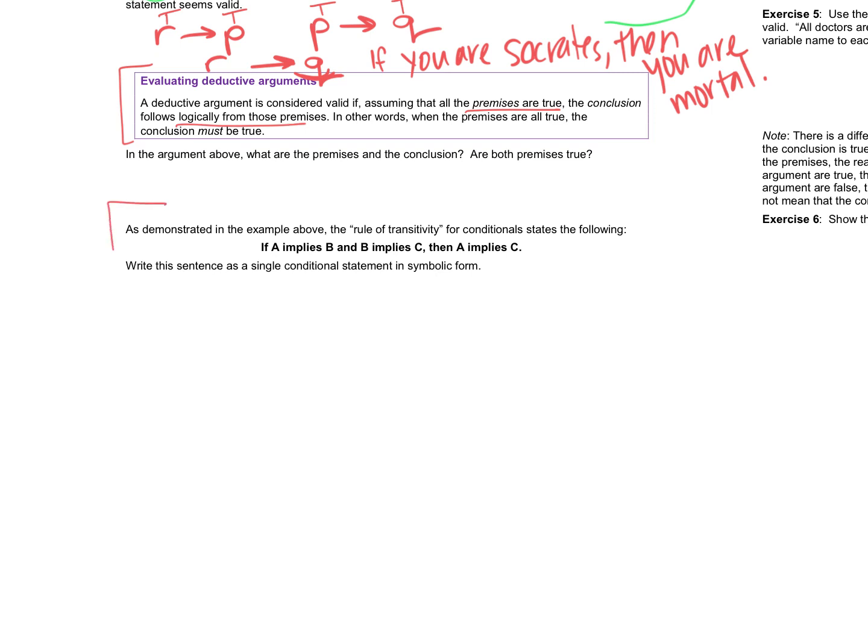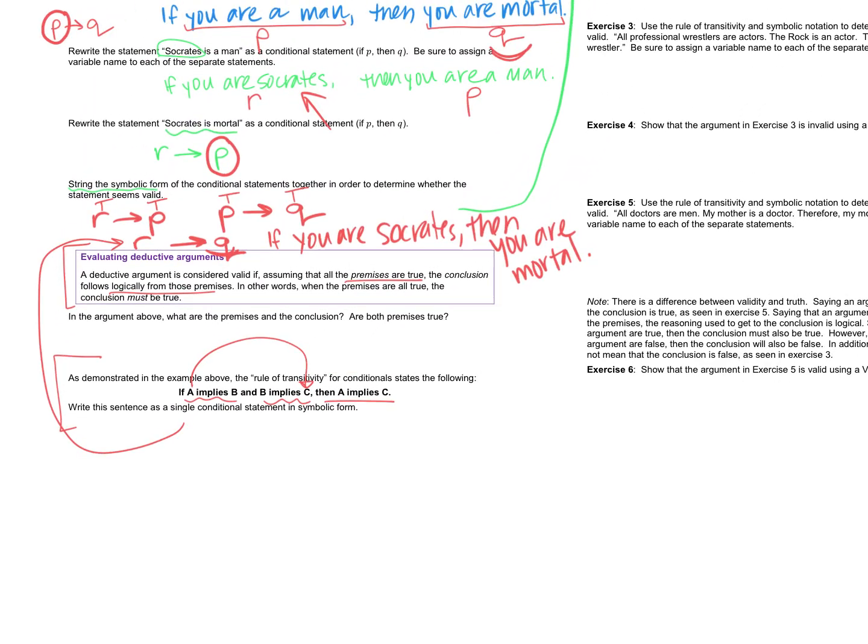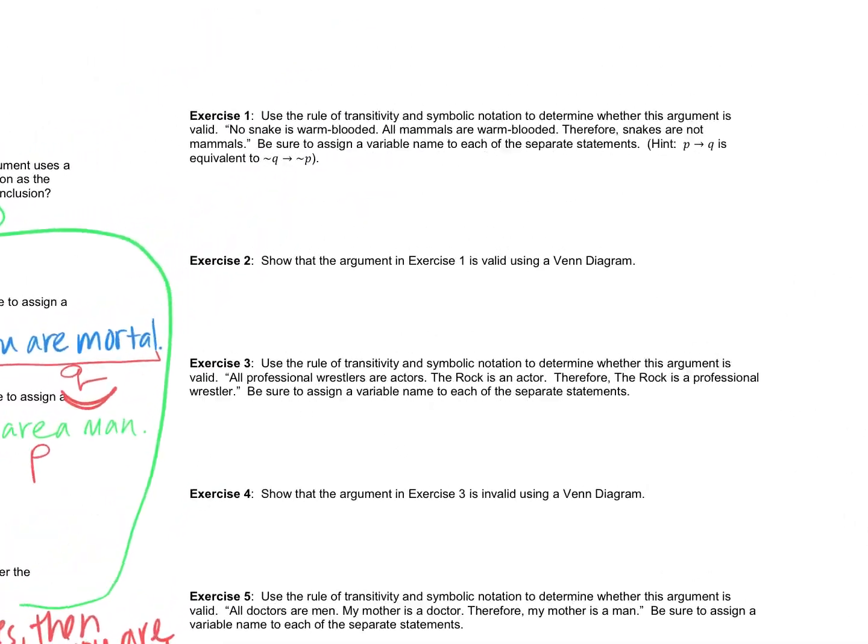So then, as demonstrated in the example above, we're really getting this rule of transitivity. So if A implies B and B implies C, then we can go straight and say A implies C. And I wrote that right up above there. R implies Q is really what we're getting from all of that. All right, let's try it a couple more times.